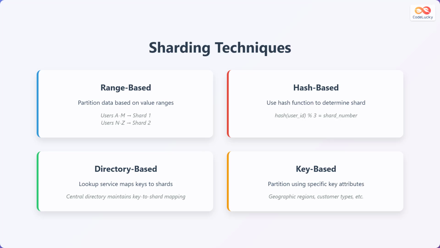The third one is directory-based sharding, where a lookup service maps keys to shards. A central directory maintains the mapping of keys to their corresponding shards. The fourth one is key-based sharding, where partitioning is based on specific key attributes such as geographic regions or customer types.